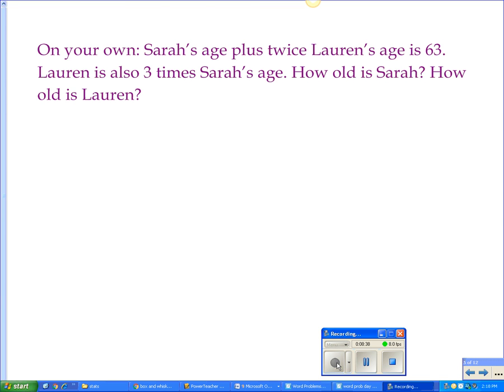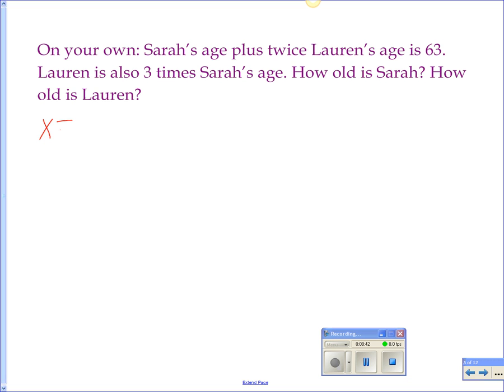Okay, Andrew, what did you do first? All right, what are your X and Y? Okay. How many people did that first step? Did the first step, X and Y. All right, very good. Daniel, tell me about this first sentence. Sarah's age plus twice Lauren's age is 63. How'd you write that?